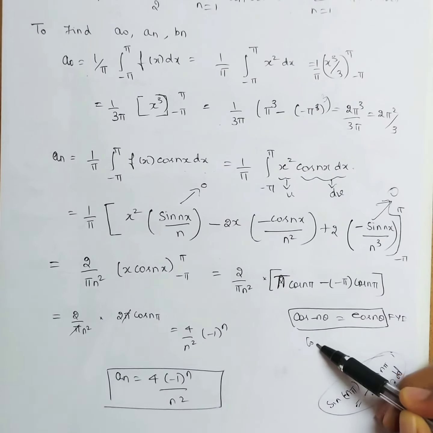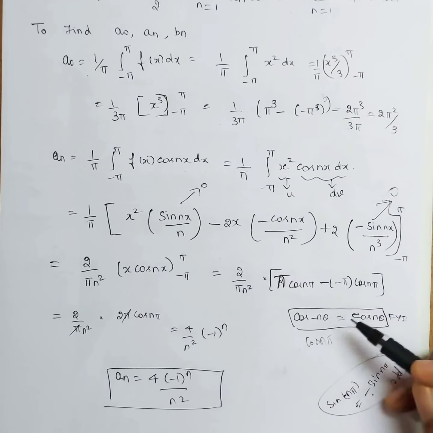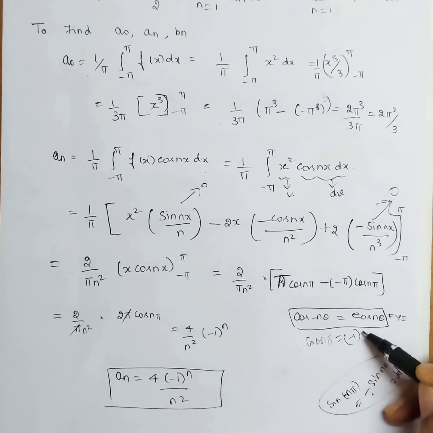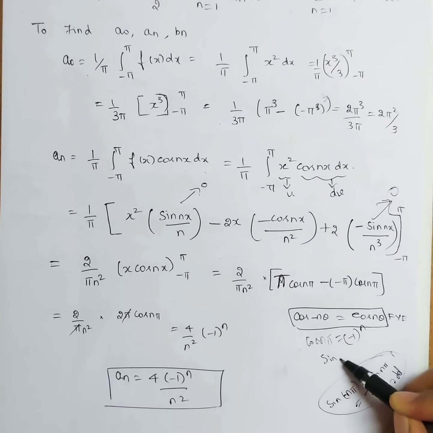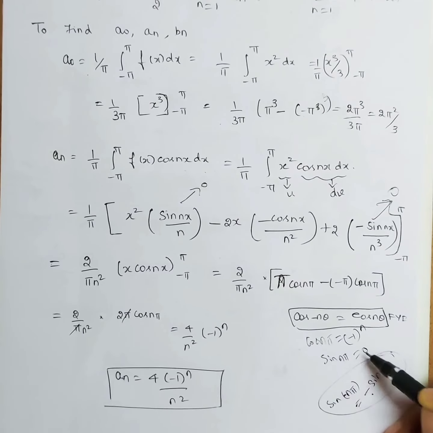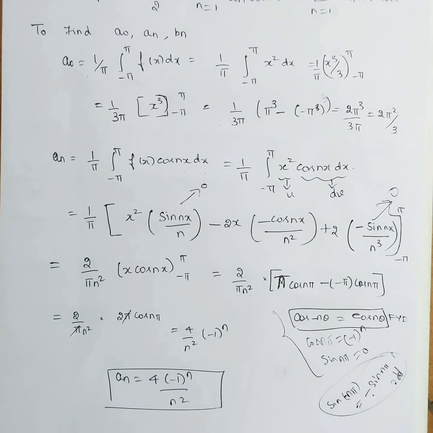You can write this as a formula. Cos n pi is equal to minus 1 power n. Sin n pi is equal to 0. These are the basic formulas we have used. What are they? Cos n pi is minus 1 power n. Sin n pi is 0. Cos of minus n theta is plus cos n theta.